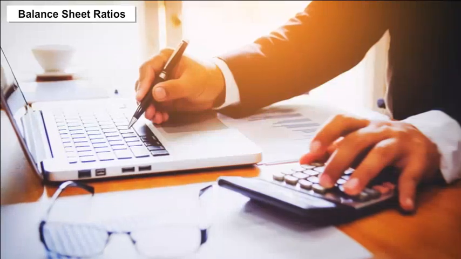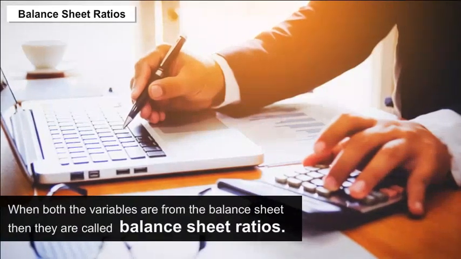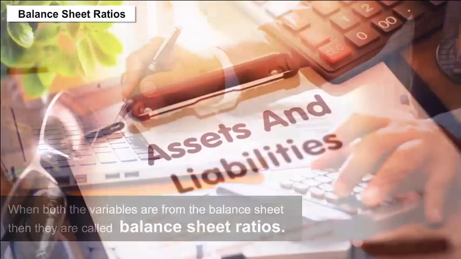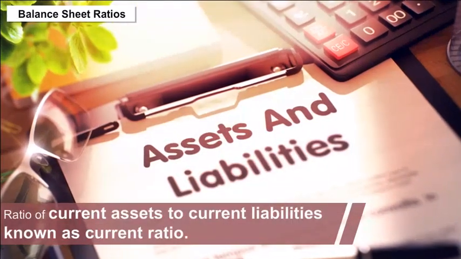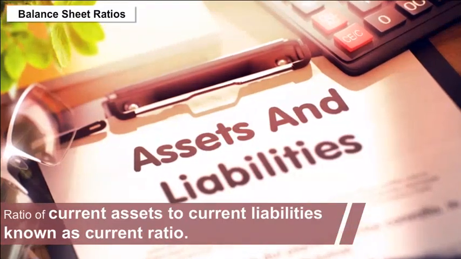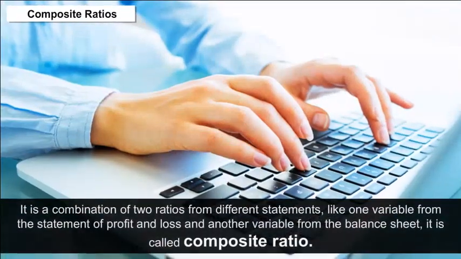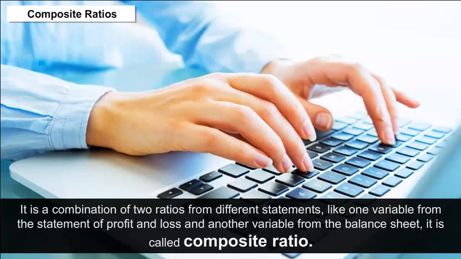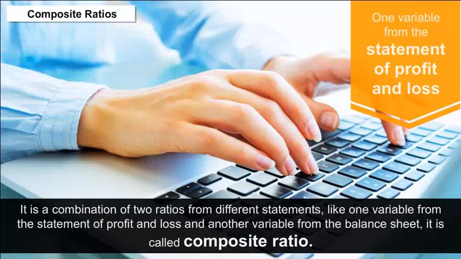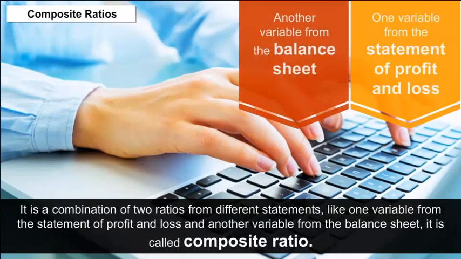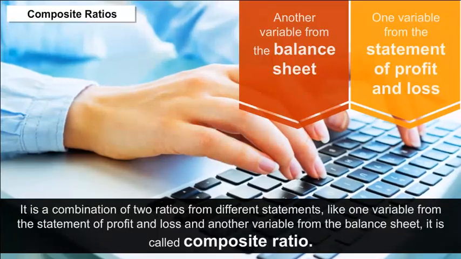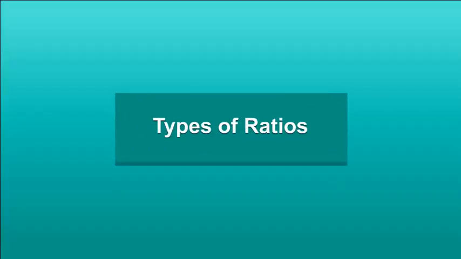Balance sheet ratios. When both the variables are from the balance sheet, then they are called balance sheet ratios. For example, the ratio of current assets to current liabilities is known as current ratio. Composite ratio. It is a combination of two ratios from different statements, like one variable from the statement of profit and loss and another variable from the balance sheet. It is called composite. Types of ratios.